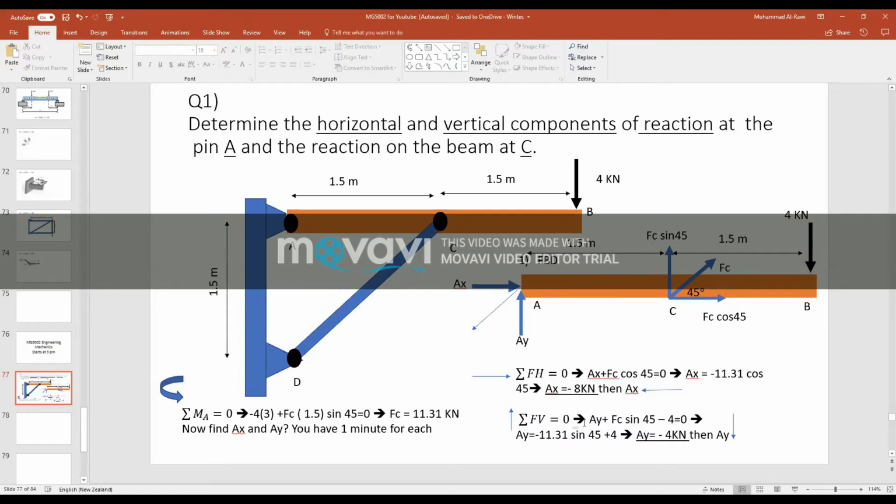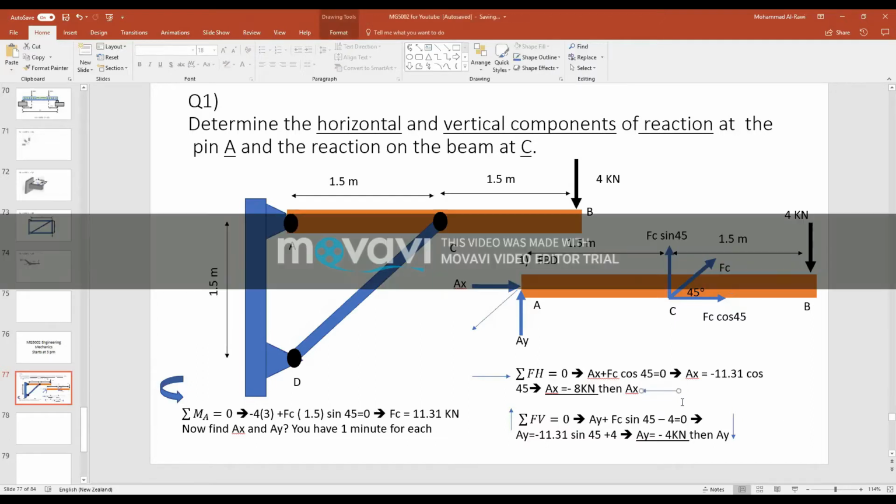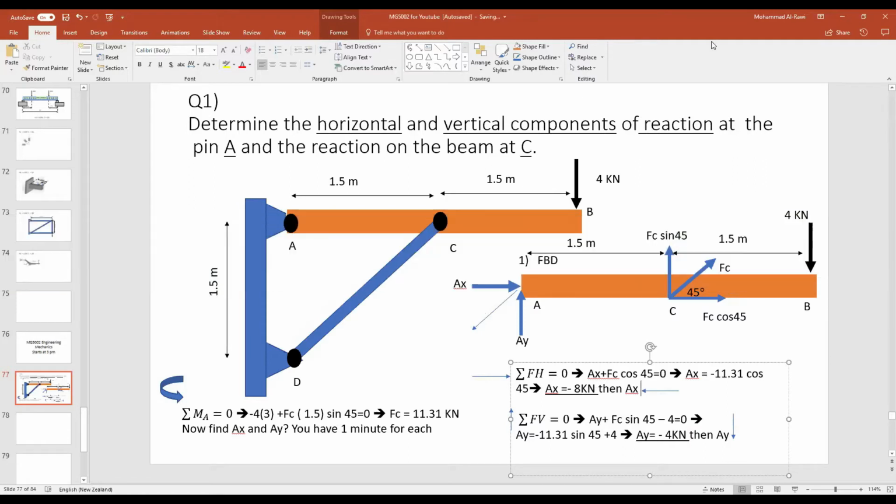Don't be afraid, please, in the test. If you get a negative answer, don't go and correct your diagram. Just put an arrow next to it, or just say AX acts in the opposite direction. I don't want you to write a lot of things about it because I don't want you to have a very messy free body diagram that is very difficult to read.